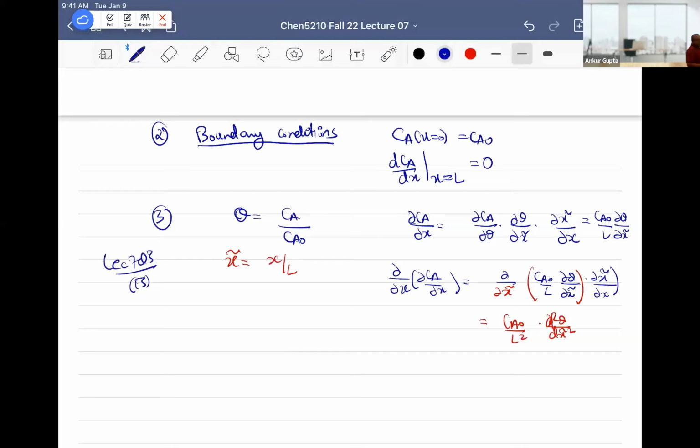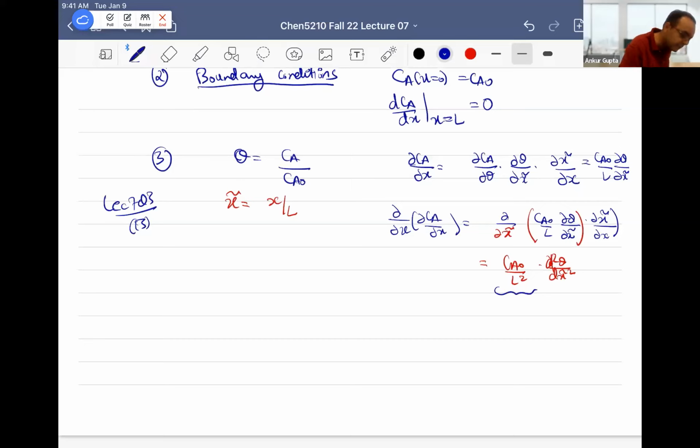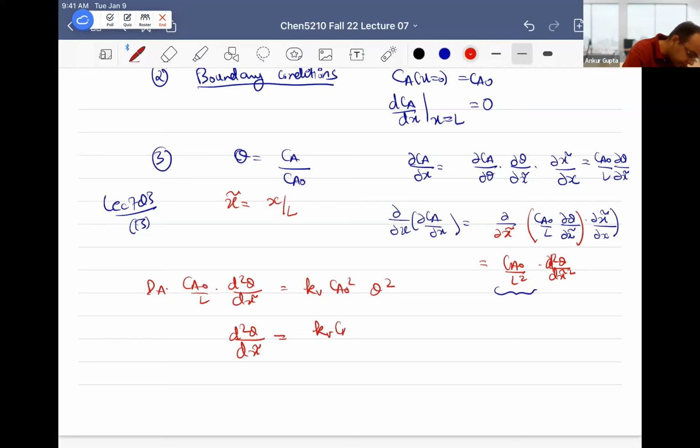So you get this to be C naught by L squared into d squared theta by dx squared, and then my equation is C naught by L squared d squared theta by dx squared equals kv C naught squared theta squared. All right, and so the value becomes kv C naught L squared by dA into theta squared. So this is my Damköhler number. This is the ratio of.